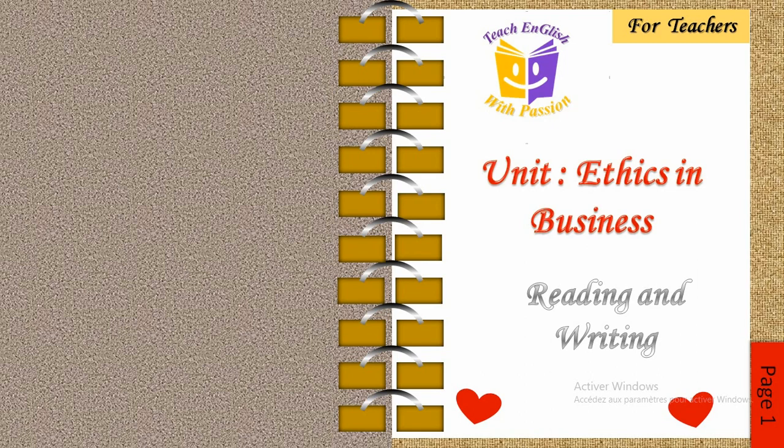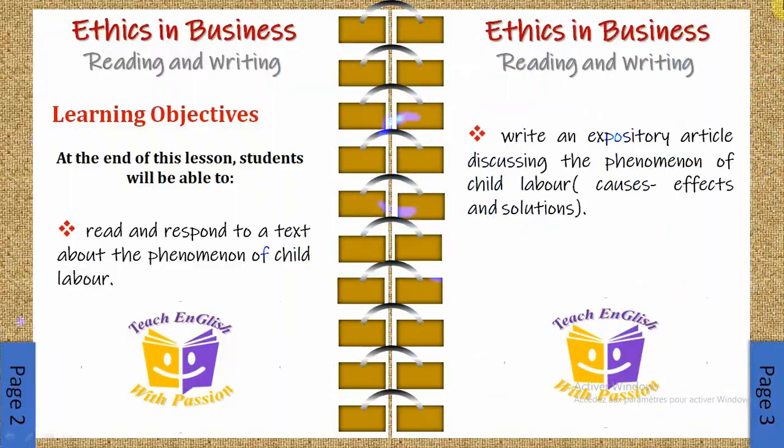For today, I'm gonna share with you another lesson related to unit ethics in business, sequence reading and writing. So, eager to know more? Keep watching. Today's video serves as an alternative to the one we have on the textbook dealing with social auditing on page 65. This adapted lesson explores the phenomenon of child labor.